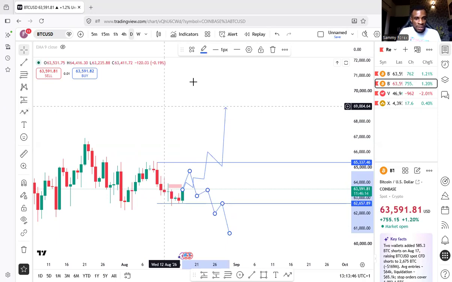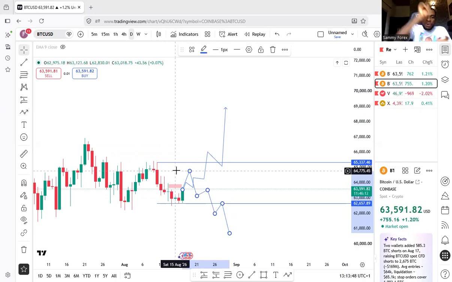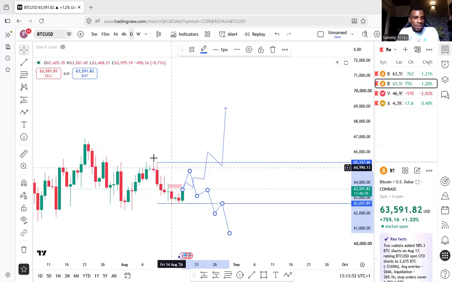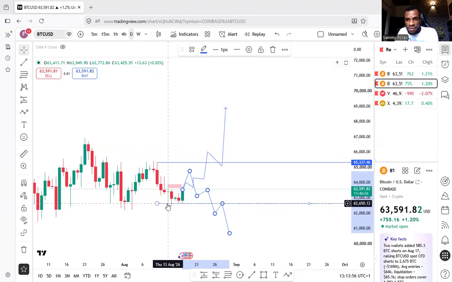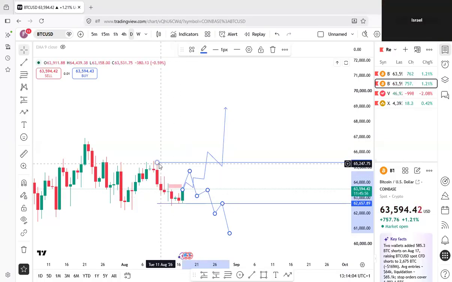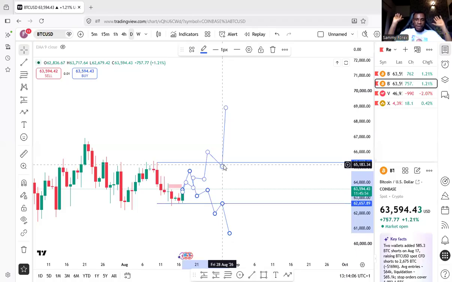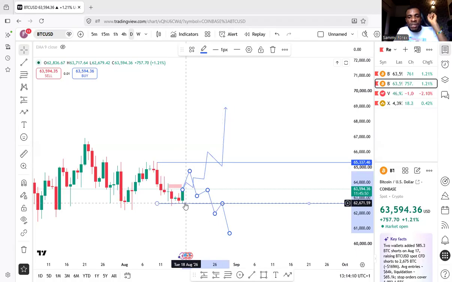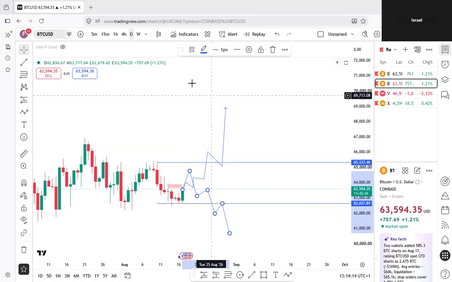Where do you get that information from? From the weekly time frame, the highest point and the lowest point. So two things are involved on BTC. If price breaks from this high, BTC is going up. And if price breaks from this low, BTC is going in that direction.